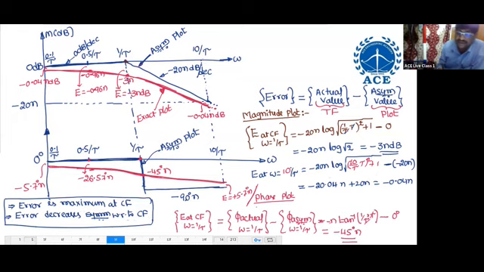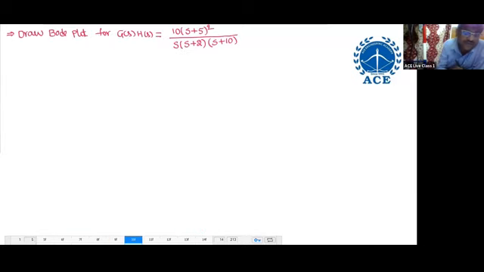Right, next. Come on now. If you want to draw the Bode plot, the first step is that the given transfer function must be in the time constant form. Convert into time constant form. All of you convert into time constant form.